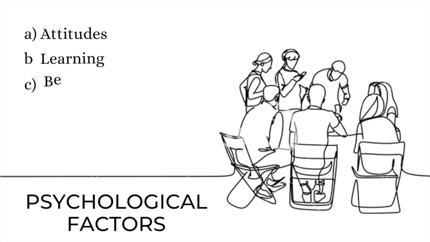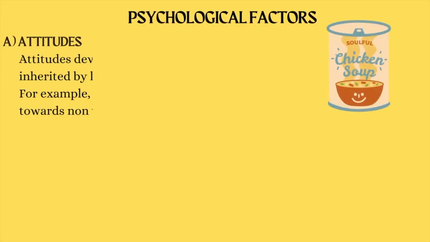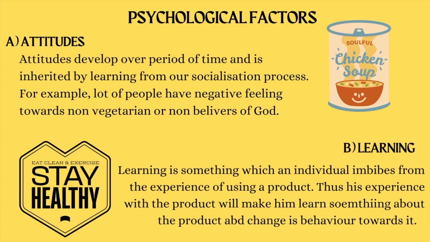So now let's talk about the psychological factors. Under psychological factors, we'll be talking about attitudes, learning, belief, and motivation. So attitudes are developed over a period of time and are inherited by learning from a socialization process. For example, a lot of people have a negative feeling towards the non-vegetarians or the non-believers of God.